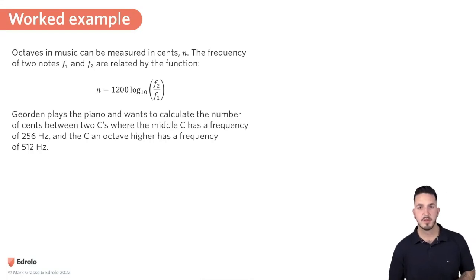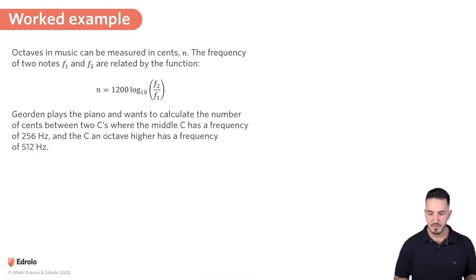So in this worked example, we're going to be looking at octaves in music. So octaves in music can be measured in cents, so n denotes cents. The frequency of two notes, f1, frequency 1, and f2, frequency 2, are related by the function n equals 1200 times log base 10 of f2 divided by f1. In this instance, Jordan plays the piano and wants to calculate the number of cents between two Cs, where the middle C has a frequency of 256 Hz, and the C an octave higher has a frequency of 512 Hz. So in this case, we want to find the number of cents between these two Cs.